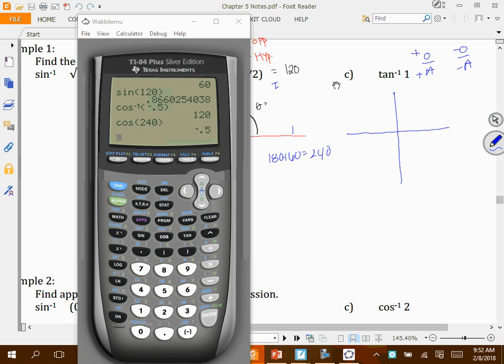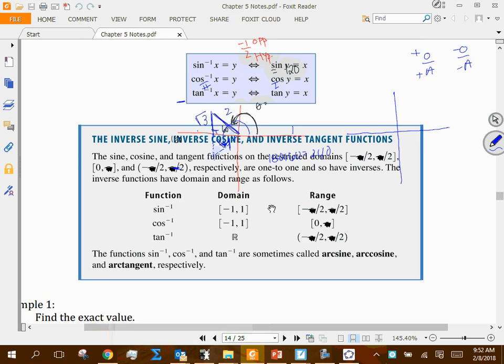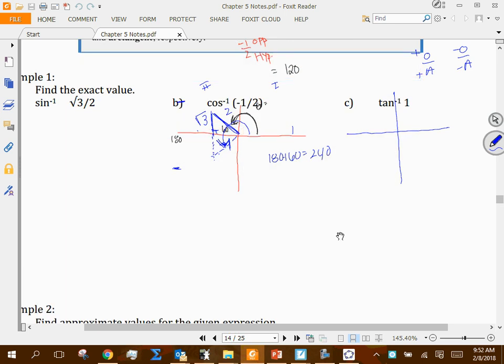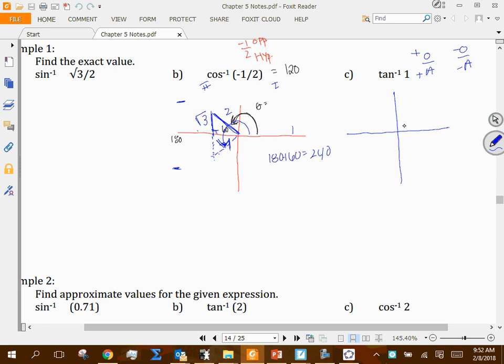Okay, well, go back up to your tangent inverse. Your tangent inverse output values are never in the third quadrant, right? They're in the first and fourth quadrant. Okay, so when they give me this information, we're dealing in the first quadrant. I know my opposite and adjacent. To get one, they have to be the same number, right?